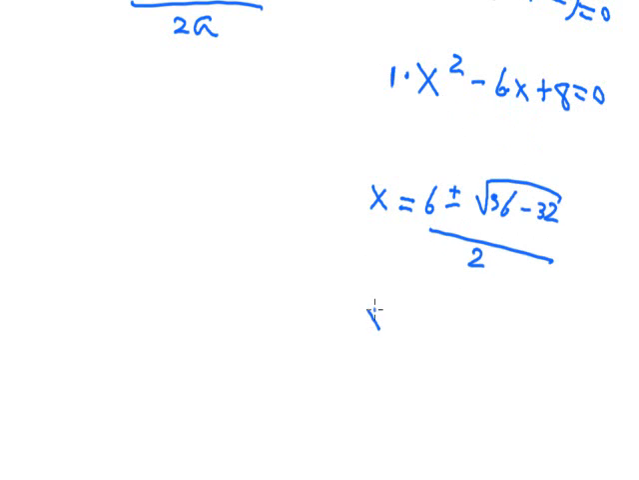So your x is equal to 6 plus 2 over 2, which is just 8 over 2, or 4, and 6 minus 2 over 2, which is just 4 over 2, which is 2. Which, hey, look at that, that's actually what we would expect if we were to factor this. The x's that make this equation correct are x equals 4 and x equals 2.